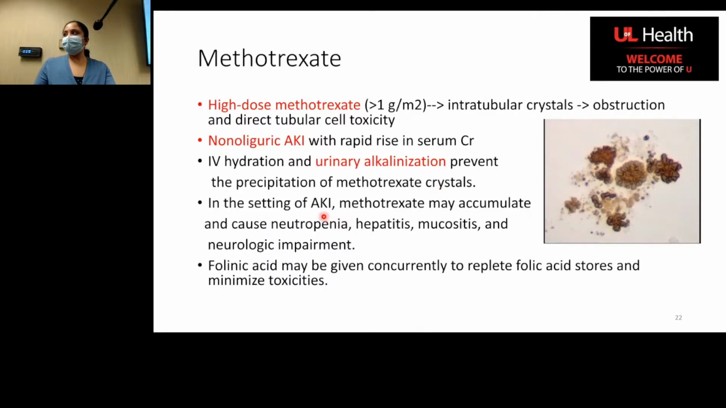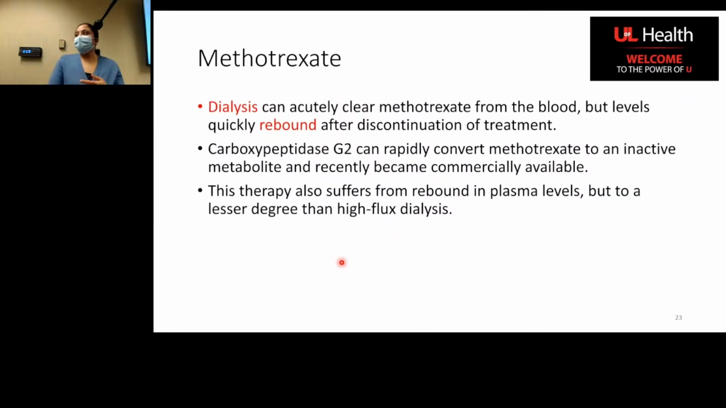The other complication is once there is an AKI, methotrexate can accumulate and cause neutropenia, hepatitis, mucositis, and even neurologic impairment. One question we have been asked is, can we dialyze it off? Yes, dialysis can acutely clear the methotrexate which is in the blood, but it is highly albumin bound. So there is a higher rebound of the methotrexate levels after discontinuation.